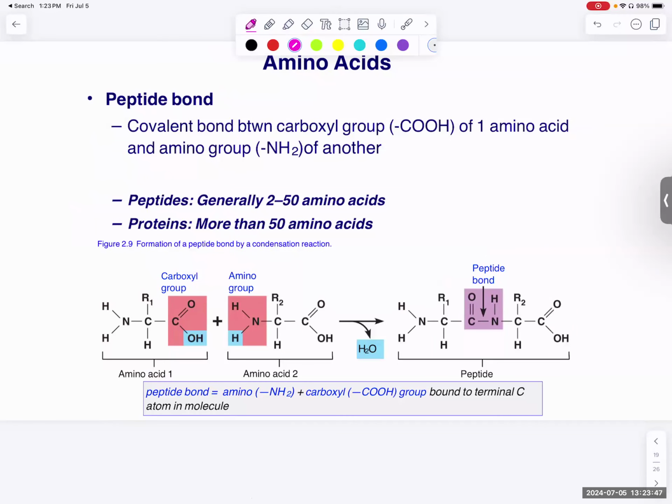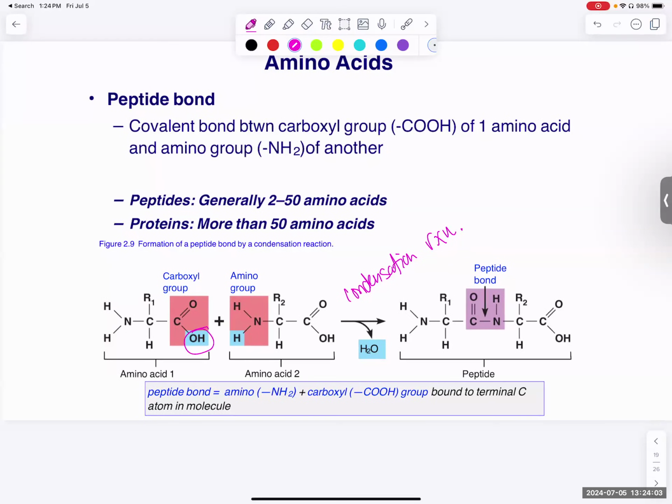So peptide bonds are what combine two amino acids together. And again, a peptide bond is going to be a condensation reaction, right? Because you're pulling out a hydroxyl group on one amino acid and a hydrogen on another amino acid. You're drawing out the water and you're forming a peptide bond between the carbon and the nitrogen. Peptides are generally 2 to 50 amino acids. If it gets over 50 amino acids, we call it a protein.